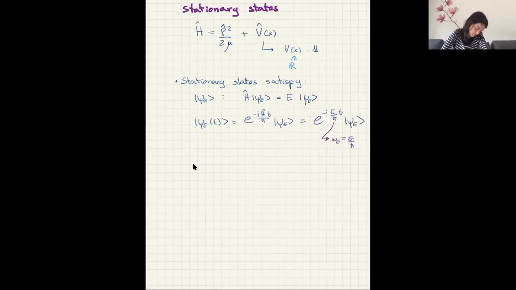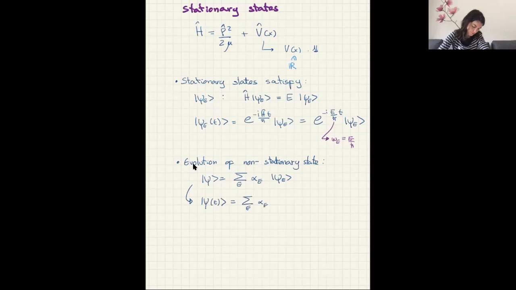And second, the nice thing is that if you want to do the evolution of a non-stationary state, if you can express it, for example phi, as a superposition with some coefficients of stationary states, then when you do the evolution, it will just become the evolution of each E.